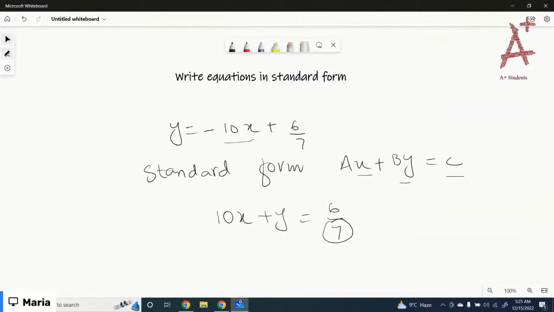We have to remove that 7. That means multiply both sides of the equation by 7. So 7 and 7 cancel out with each other. It would then be 70x, 10 times 7 is 70, and 7 times 1 is 7. It would be 70x plus 7y equals 6. So this is the equation in the standard form. You can compare. Here you have ax, here you have 70x; here you have by, here you have 7y; here you have c, and here you have 6. Got it? That's how you rewrite the equations in the standard form. Got it?